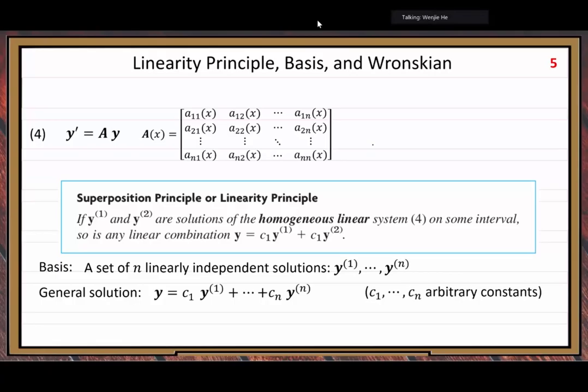Arbitrary constants, here you can see they are scalar constants. C1, C2, scalar constants. All right.